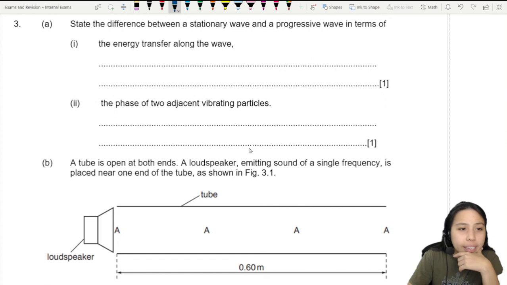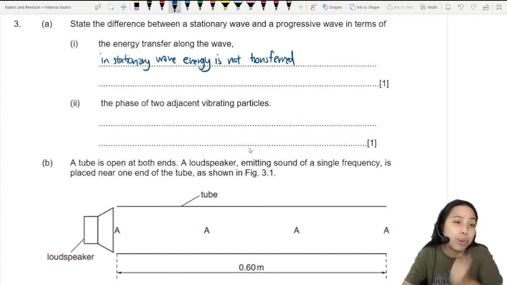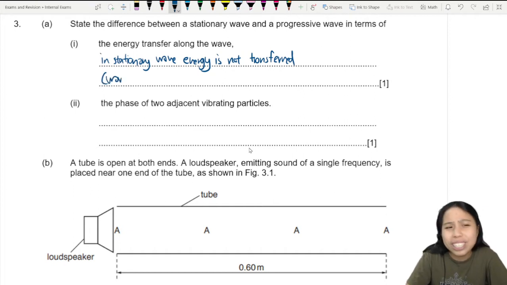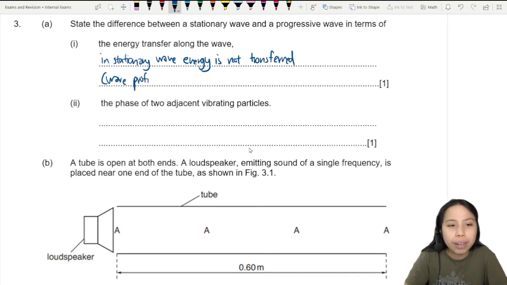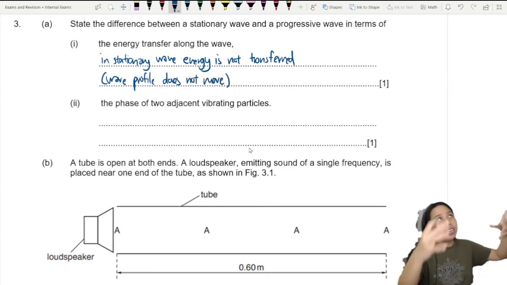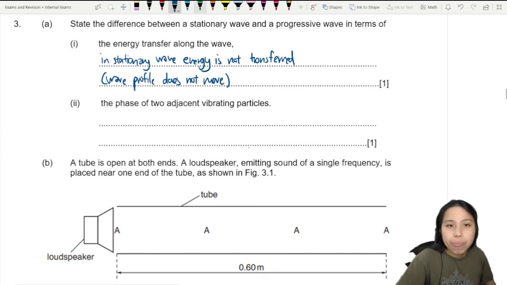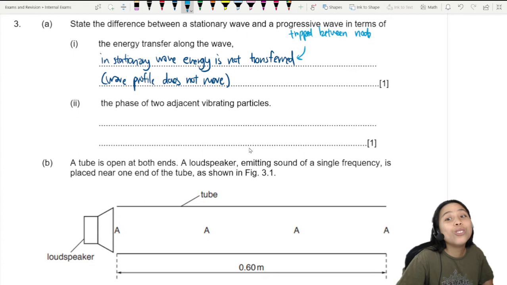So we'll say that in a stationary wave, energy is not transferred. You can say that the wave profile doesn't move. That's how you know the energy is not transferred. So the wave shape or the wave profile does not move. That's how we see it. Or you say the energy is trapped between the nodes. Let's add an extra note here. Energy is trapped between the nodes.